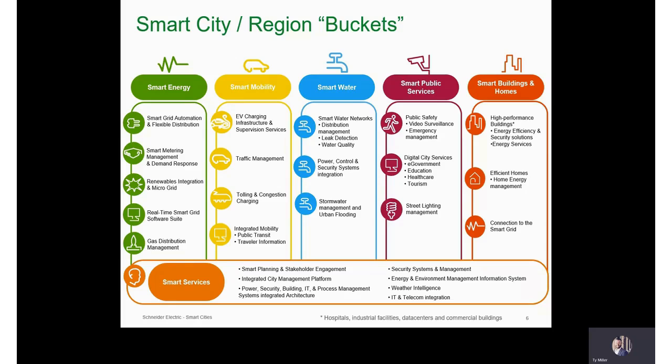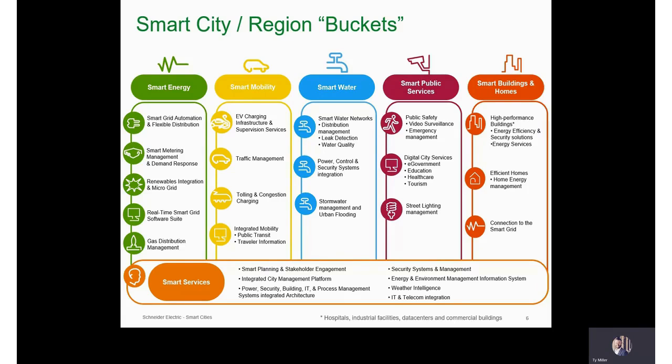We've talked about smart water and whether that's sensors that can communicate a storm event that is coming based on telemetry from weather stations, or whether that's just a network that is constantly monitoring where the water leaks are. All of those are part of the smart water solution that exists today. We talked about the smart public services and how that oversees everything.